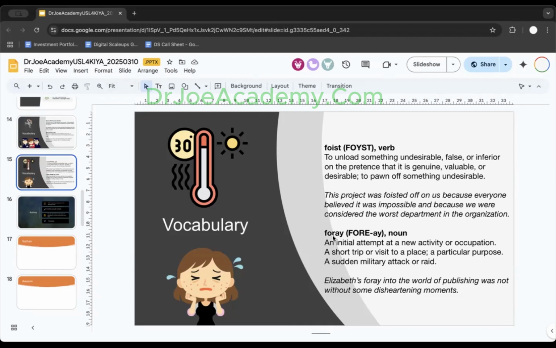Okay, and Liam, can you go ahead and read the last word? Foray, noun: an initial attempt at a new activity or occupation; a short trip or visit to a place; a sudden military attack or raid. Elizabeth's foray into the world of publishing was not without some disheartening moments.